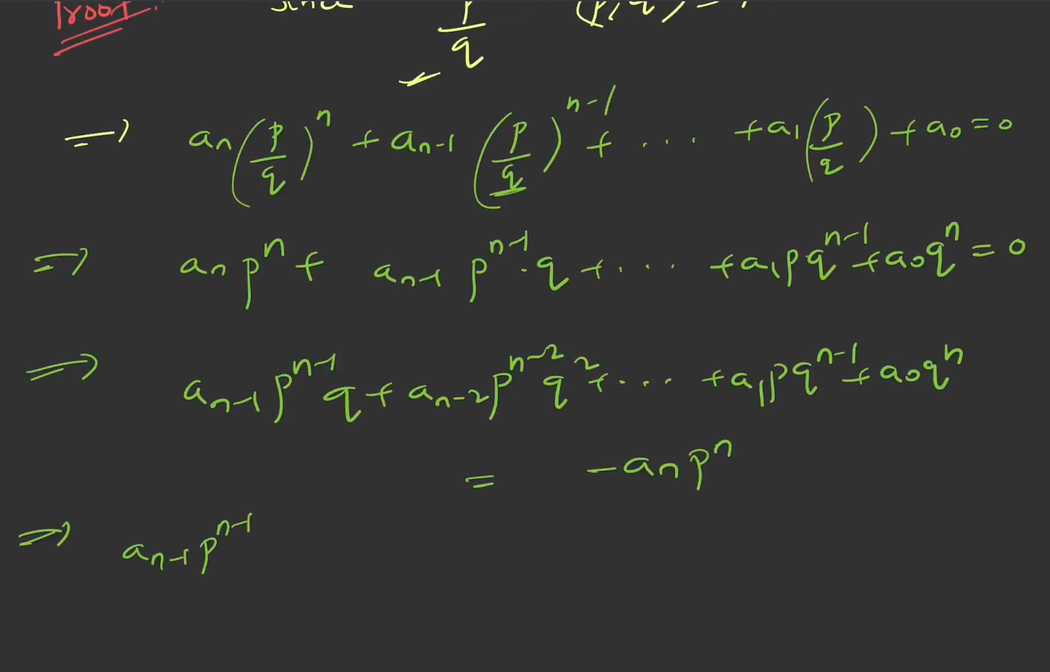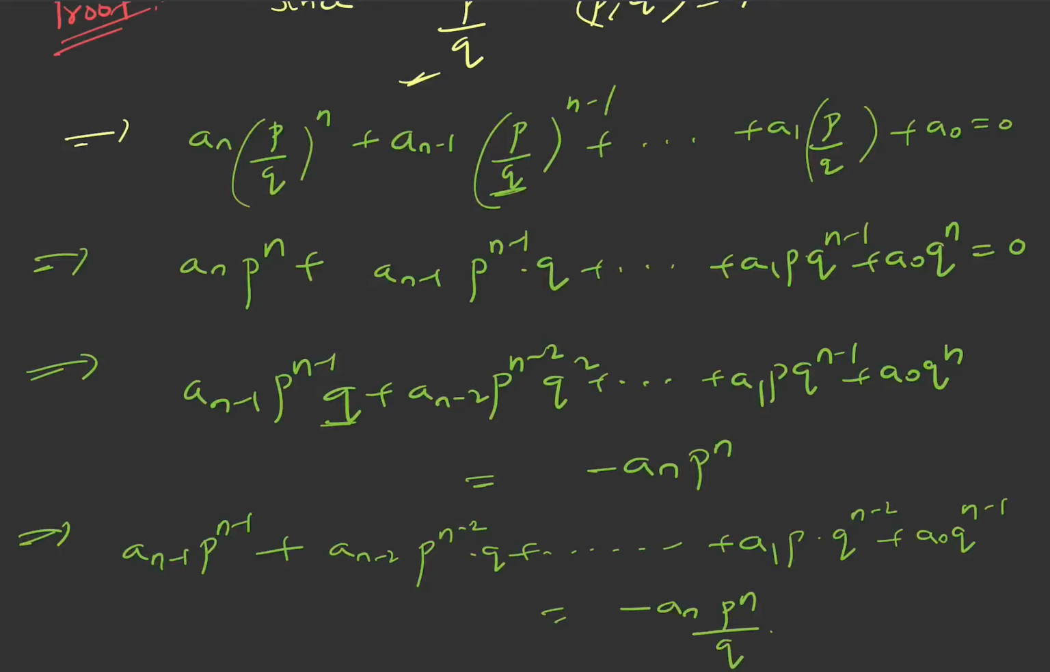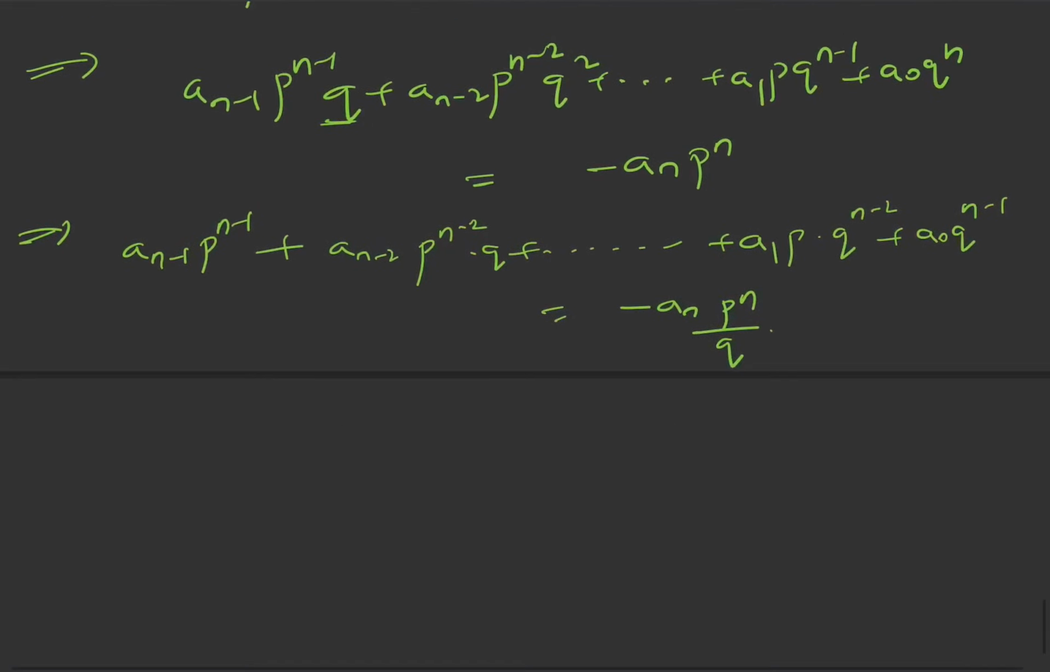Now let us divide with Q. So an minus 1 into P power n minus 1. So if I divide with Q, this Q will get cancelled, right? So plus an minus 2 P power n minus 2 into Q and plus so on a1 into P into Q power n minus 2 plus a naught into Q power n minus 1 is equal to minus an into P power n by Q. So I have just divided by Q, right? Divide by Q.